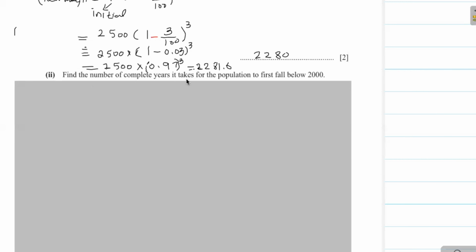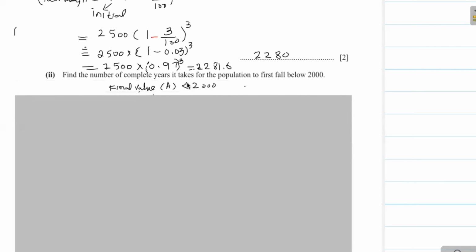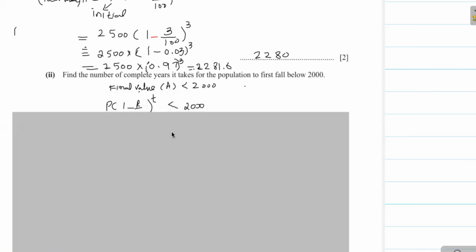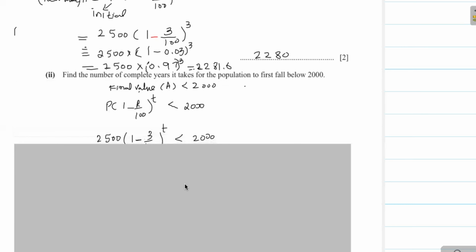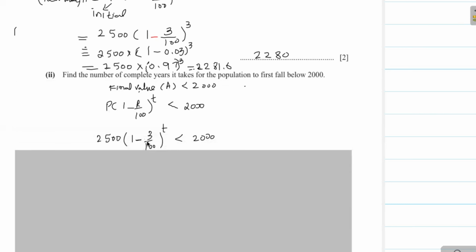Second, find the number of complete years it takes for the population to first fall below 2000. Now look here, the final value is less than 2000. We will write final value is less than 2000. The formula for the final value of an exponentially decreasing quantity is P into 1 minus r over 100 whole power t. P is the initial value, 2500 population, r is the rate 3, and we will write 3 over 100, and power t, we will write t as it is, less than 2000.